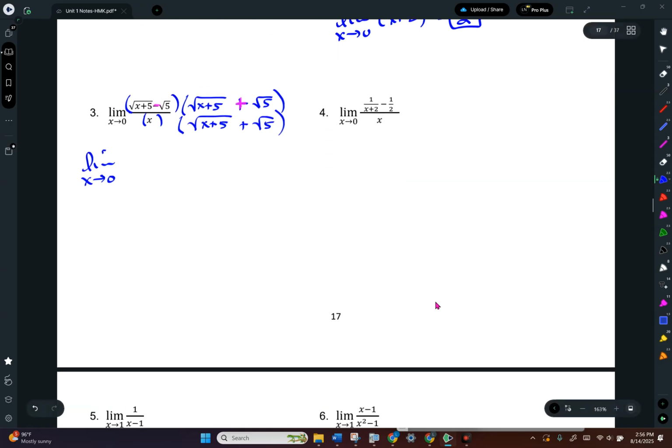Now, when I multiply, I know this looks ugly, but it's just a binomial times a binomial. I'm just using FOIL, okay? So when I multiply the first square root of x plus 5 times the square root of x plus 5, that just gives me x plus 5. And I'm in the numerator here, okay?